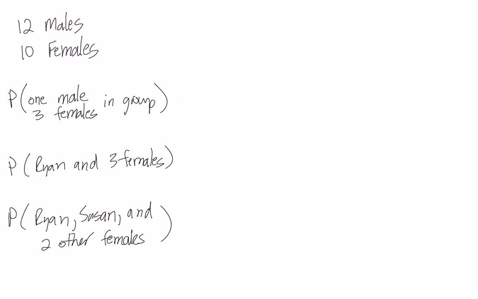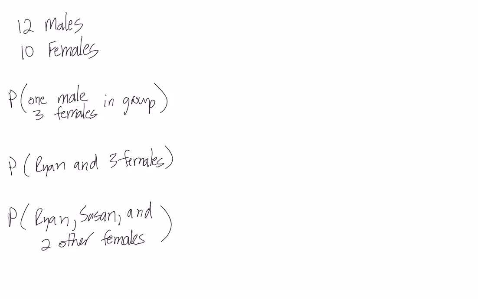In this case we've got 12 males and 10 females, and they're in a classroom and the teacher's going to put people in groups. So the first question is, what's the probability we would get 1 male and 3 females in one group? So our group is going to consist of 1 male and 3 females. Order doesn't matter, so we want to use C's.